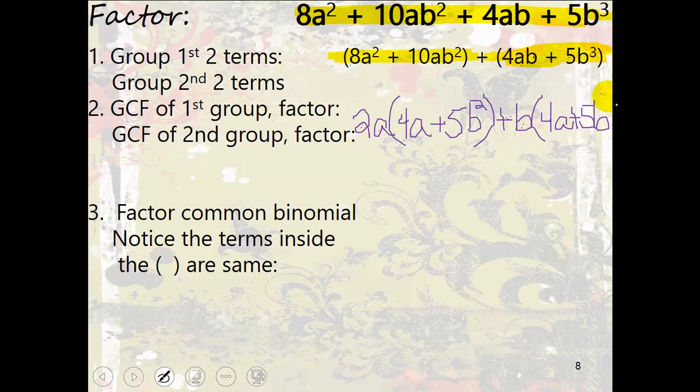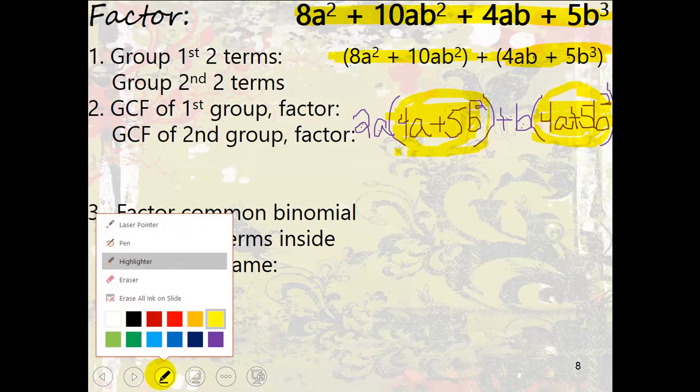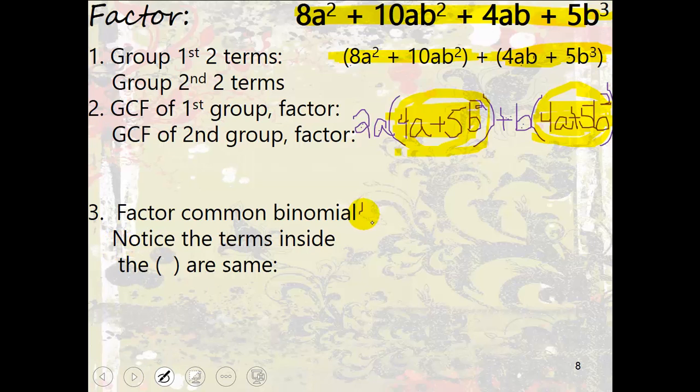Now, see what happens here? I'm going to highlight this. You might want to use colored pencils or a highlighter. Those are exactly the same. So now I'm going to factor this whole thing out. Remember, what that means is I'm going to divide each one of these terms by that. And what's left? Well, if I factor it out, I move it to the front.